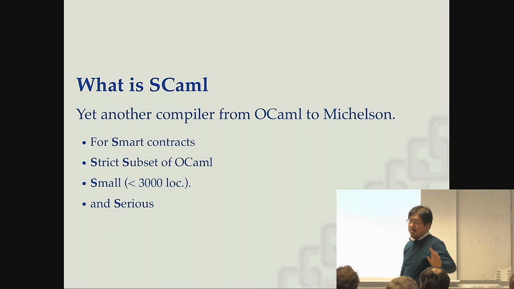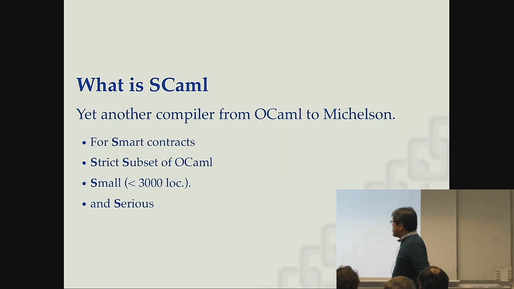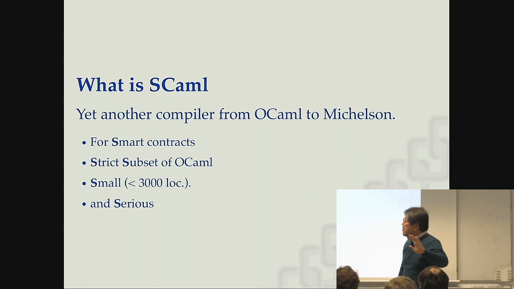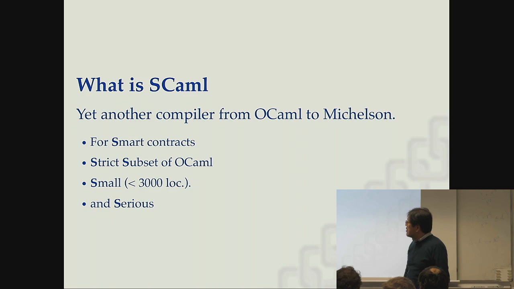It's only 3,000 lines, and it works for almost all the opcodes. So it started as a kind of toy project, but it's no longer a toy, it's a serious project. We can actually write various programs using SCaml. So what's the S? Maybe smart contract. SCaml as a language is a strict subset of OCaml. So it's S, and the small and serious, okay?